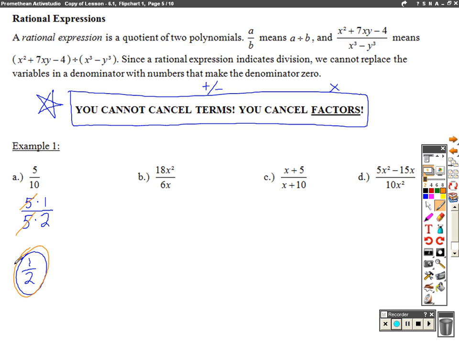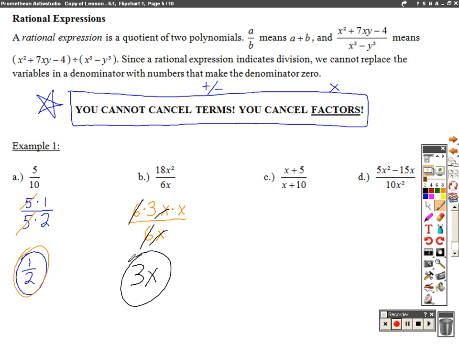Similarly, for letter B, I could rewrite 18 as 6 times 3, and I could rewrite x squared as x times x. And down below, I can just write 6x as 6 times x. I have a common factor of 6 that cancels out, and I also have a common factor of x that cancels out. So I'm just left with 3x.